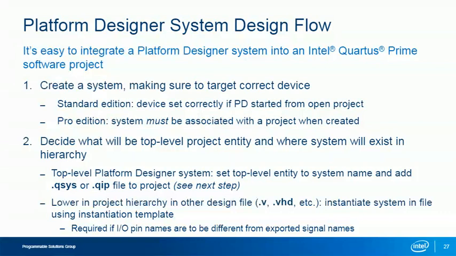If the system itself is to be the top-level entity for the project, specify the name of the system as the top-level design entity name in the Intel Quartus Prime project. If the system will be lower in the project hierarchy, use the instantiation template discussed earlier to instantiate the system at the correct location. If the I/O pin names are to be different from the names of the signals exported from the system, you'll need to do this, essentially creating a wrapper to translate the system exported signal names into the desired I/O pin names.